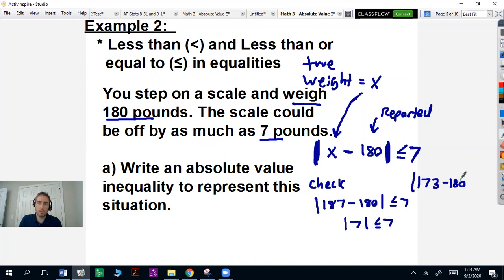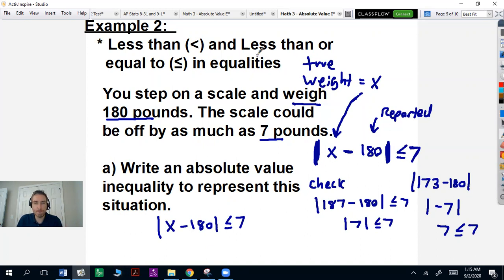Well, that is the absolute value of -7, which is still 7, right? So that's still going to be less than or equal to 7. So anything between 173 and 187 is going to give you answers that are within that acceptable range. So your inequality will be the absolute value of x minus 180 is less than or equal to 7.